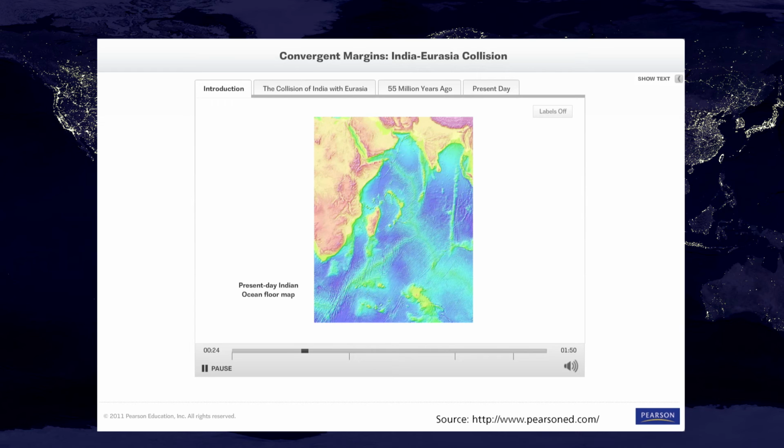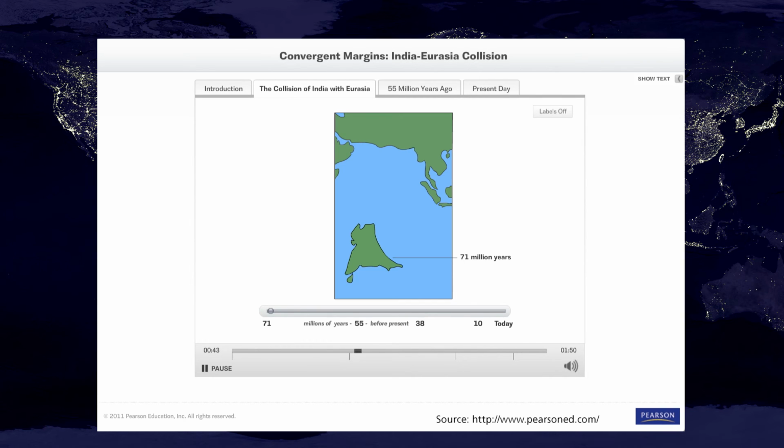About 250 million years ago, all of the present continents were assembled in the supercontinent known as Pangaea. By about 200 million years ago, Pangaea was rifting apart and the present-day continents were moving toward their current locations. The map you see now shows the position of India 71 million years ago. India has broken away from Pangaea and is moving toward the Eurasian continent. By about 30 million years ago, India started its collision with Eurasia.